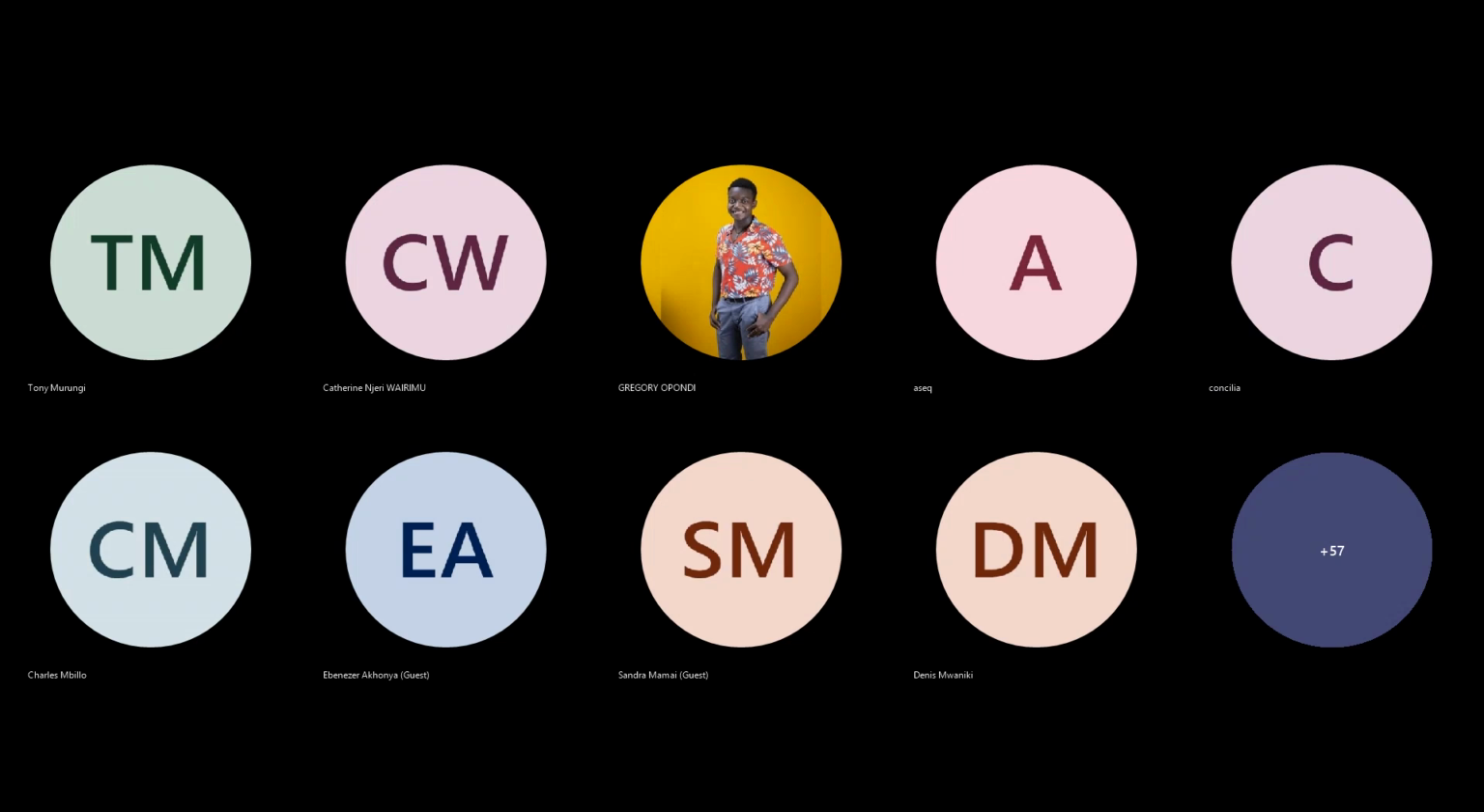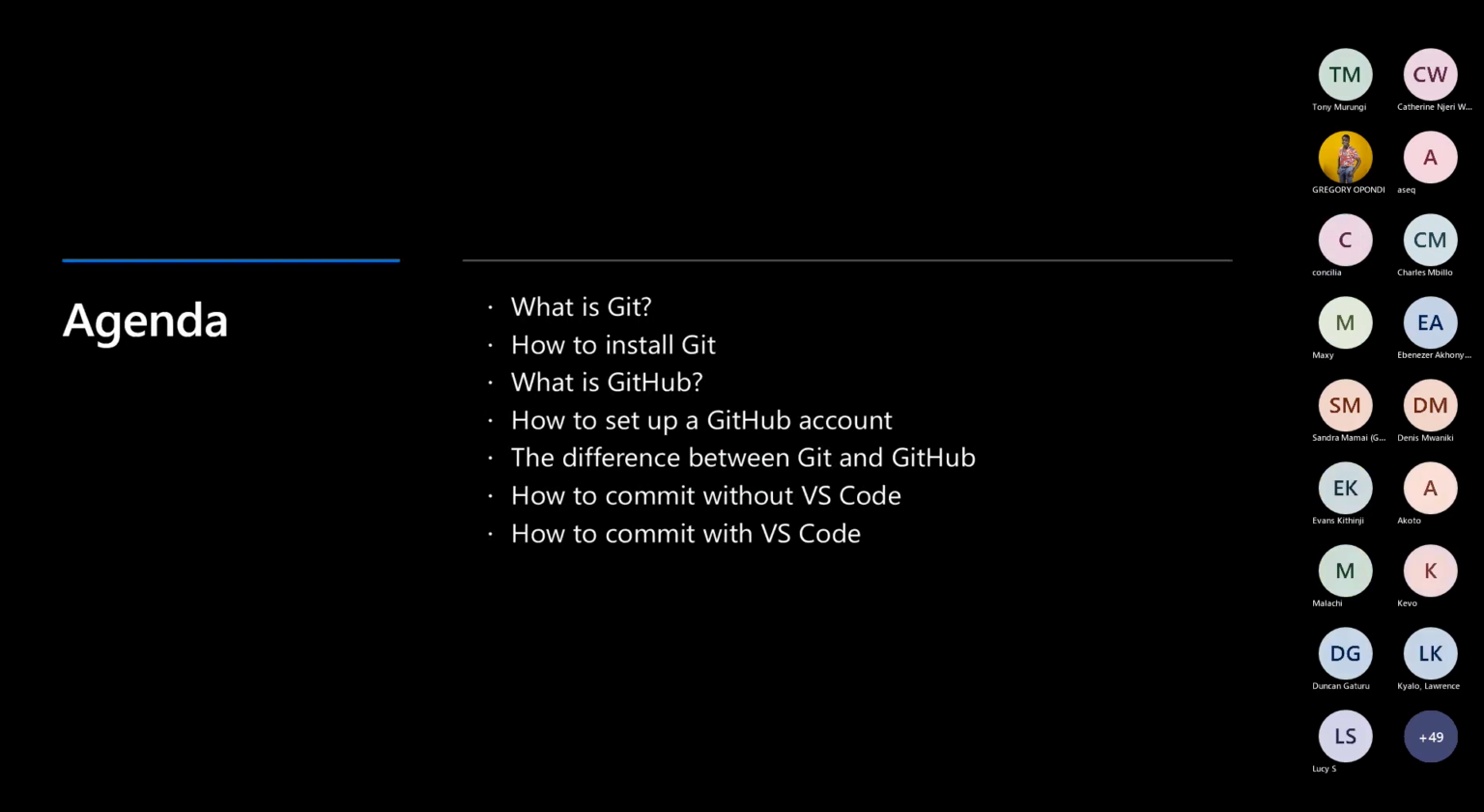So let me share my screen so that you can continue. Now we're going to move into Git and GitHub, which is the final part of this workshop. We're going to learn what Git is and how to install Git, what GitHub is and how to set up a GitHub account, the difference between Git and GitHub, how to commit without VS Code, and then how to commit with VS Code, so we can look at the differences between the two. Any questions before I start? Okay, let me move quickly now because we're running out of time.